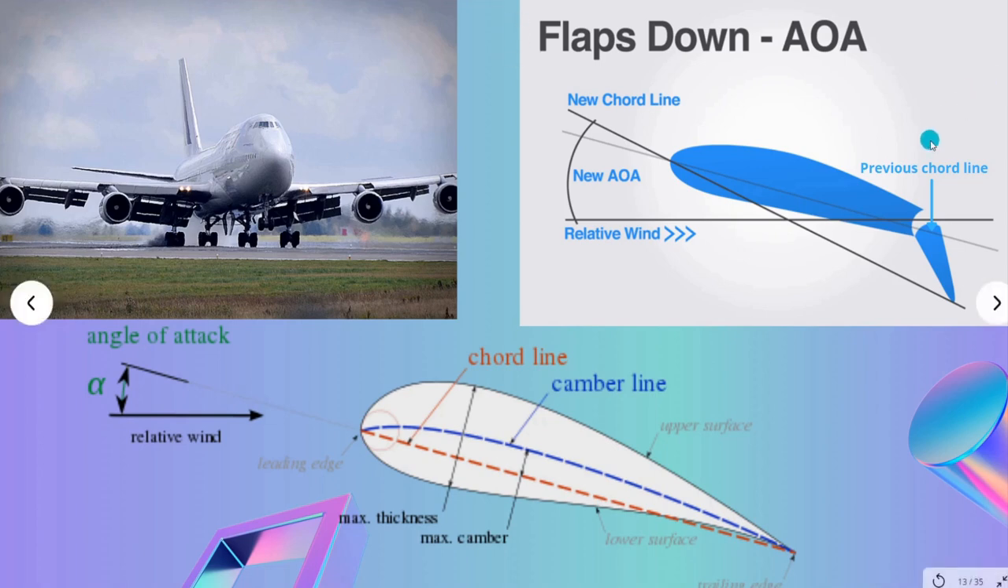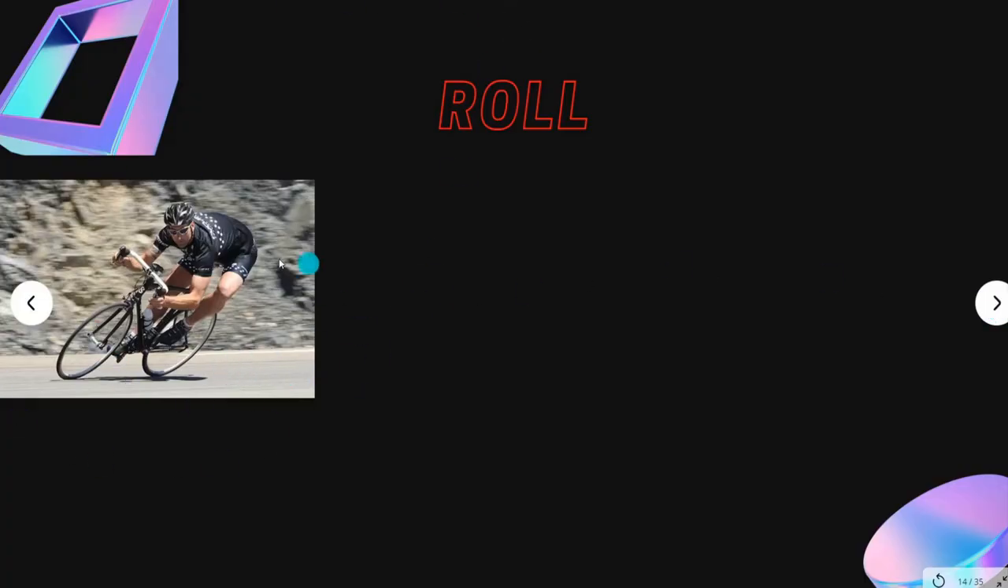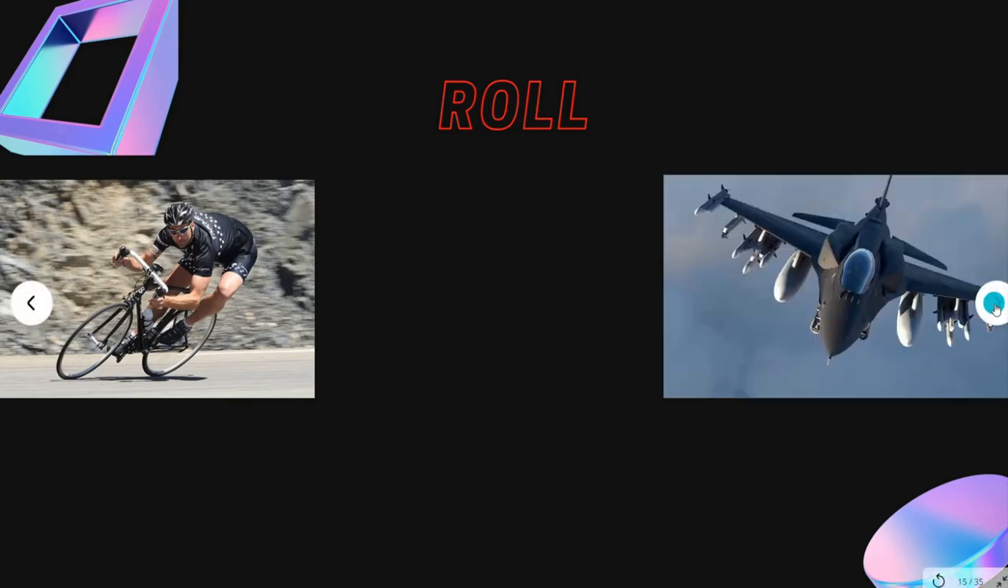So let's take an example of cycling. You all have cycles at home, so you must have noticed that while taking a smooth turn on a cycle, you generally bank towards one side, like this. The same thing goes for an aircraft. An aircraft also needs to bank or roll towards one side to take a smooth turn. To do that, we use a component called ailerons.